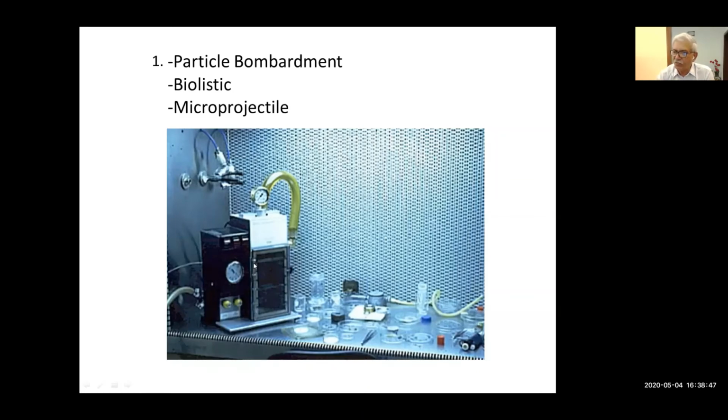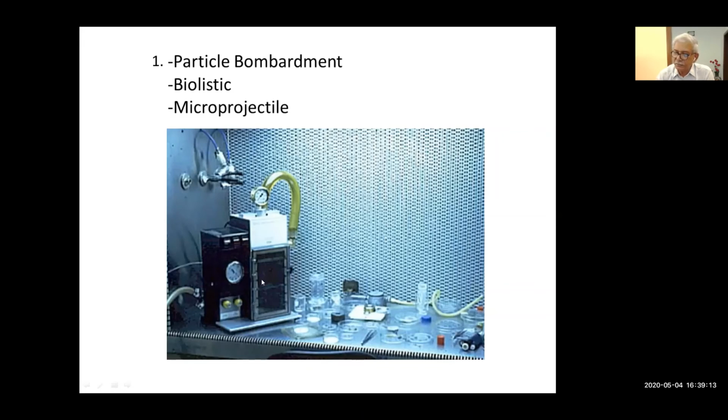The only manufacturer on the globe for this machine who has got the property rights for that is the BioRad company. They charge about 35 million rupees for this machine. 35 million, you can imagine.